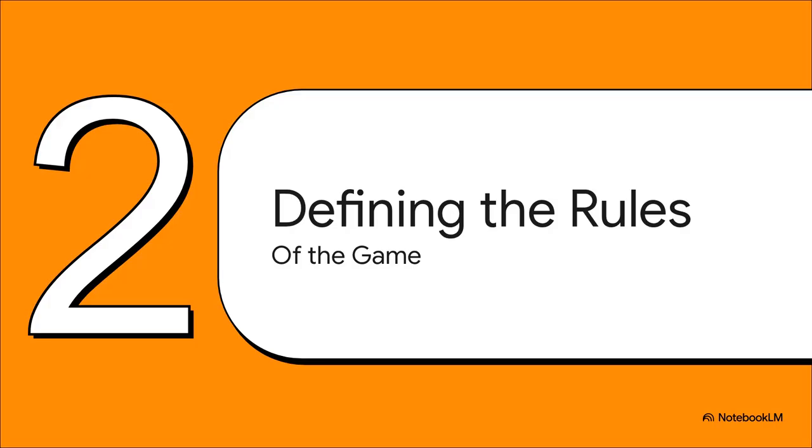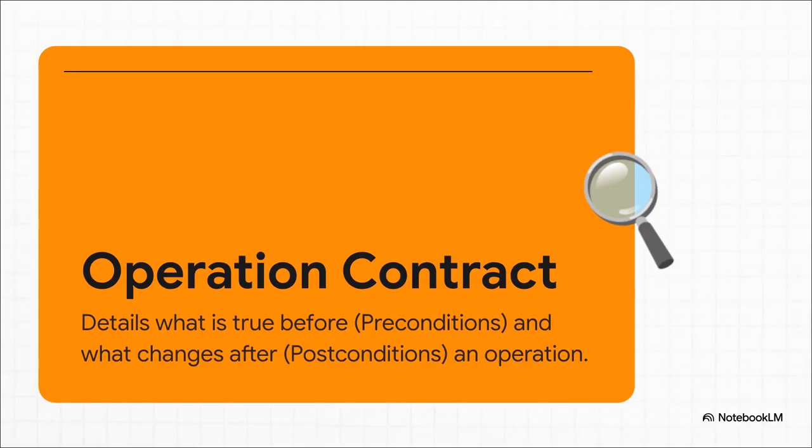All right, next up, defining the rules of the game. So here's the thing. Just having a map of the conversation, it's not quite enough. For every single one of those requests you make, the system needs to have a rock-solid, crystal-clear rulebook. It has to know exactly what needs to be true before it can do something and how things will change after it's done. And this rulebook is called an operation contract. And honestly, this is the secret sauce to making software that works reliably.